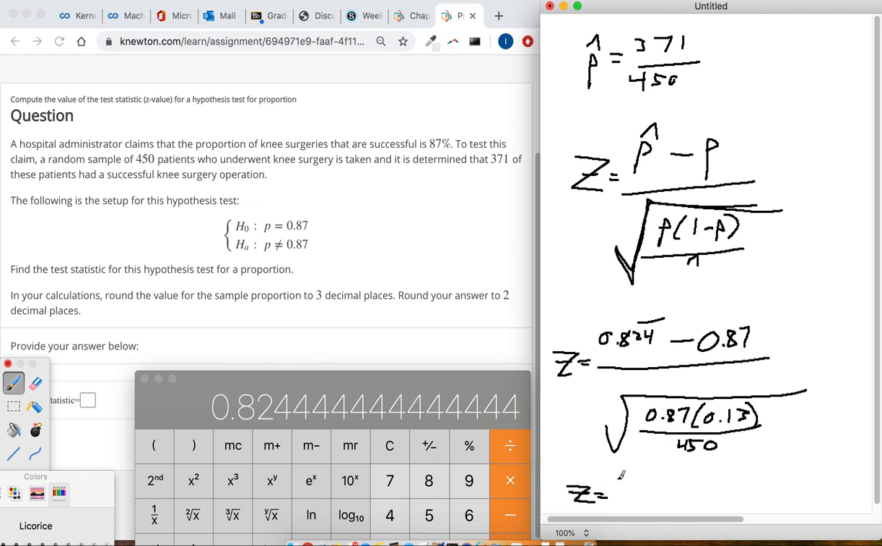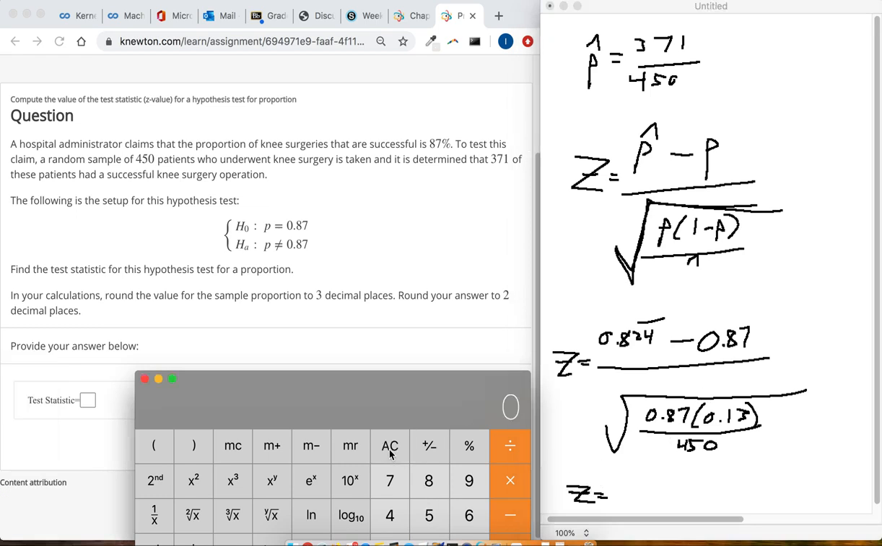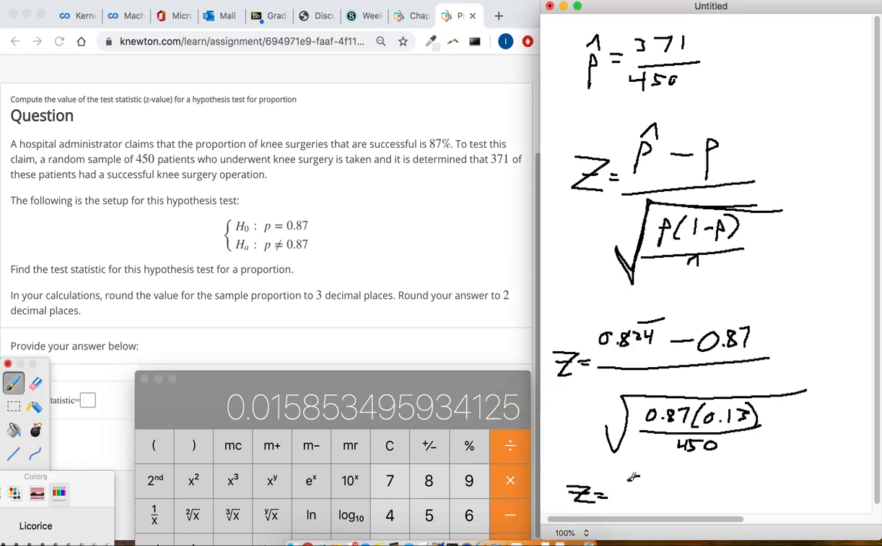So let's figure out what that square root is first. 0.87 times 0.13, divide by that 450, and then apply the square root. So the whole bottom just became 0.01585. Here's the numerator. The bottom of our test statistic is 0.01585.